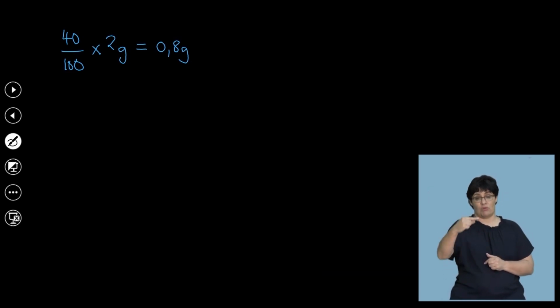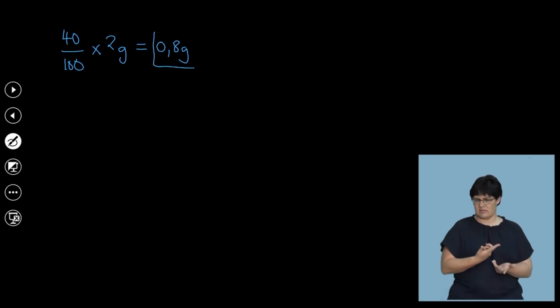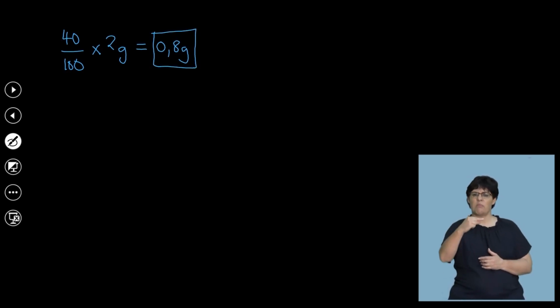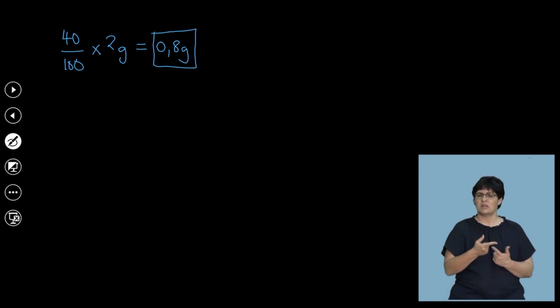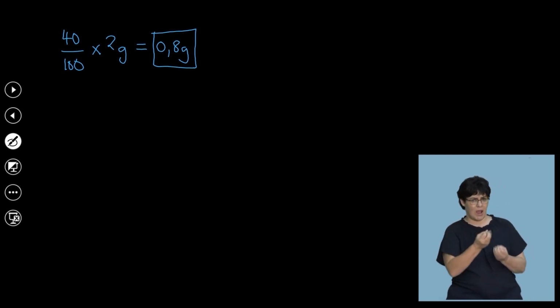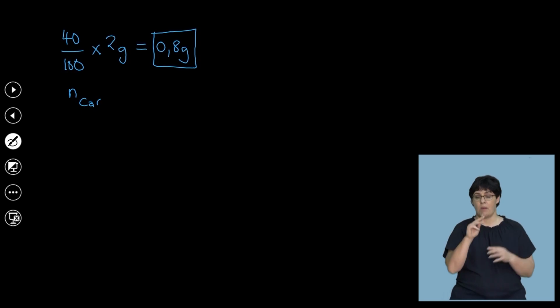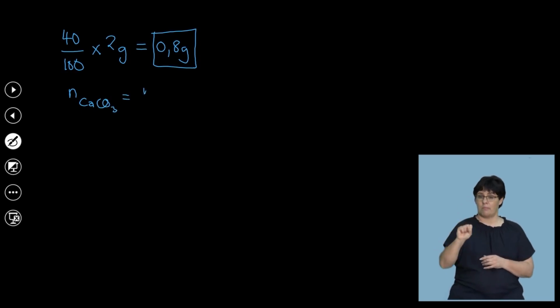Now we ask ourselves, in this 0.8 grams, how many moles of calcium carbonate are present? Okay, so we would say the number of moles of calcium carbonate is equal to the mass of the sample divided by the molar mass of calcium carbonate.